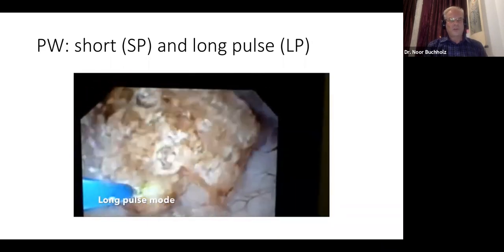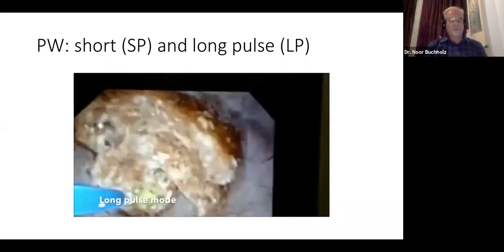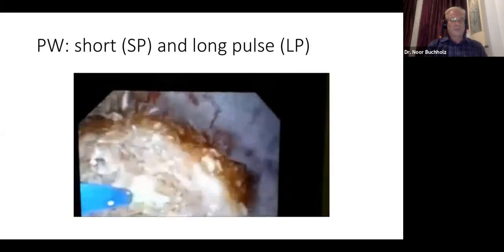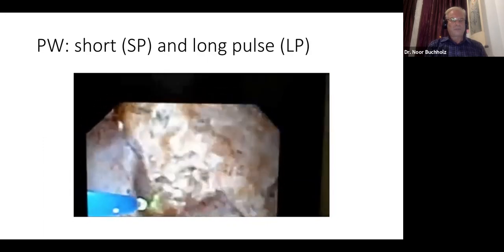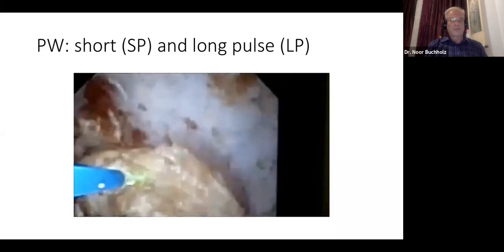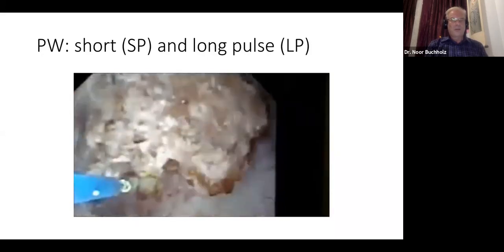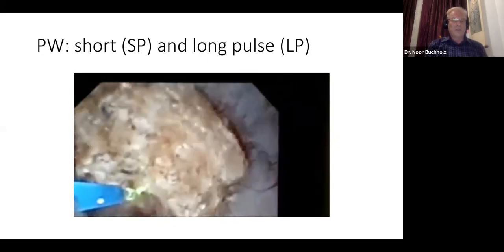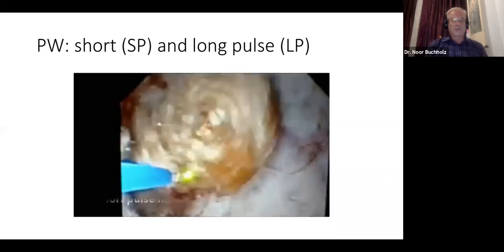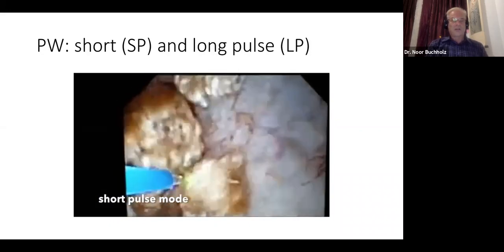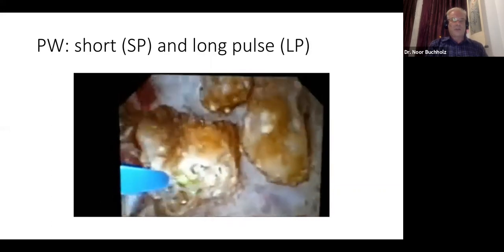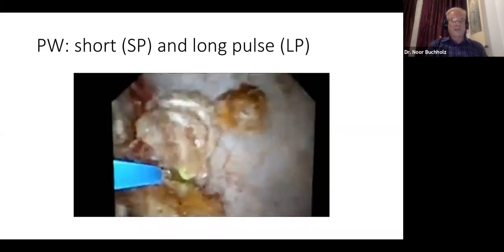This is the same stone, long pulse mode, with a 200 micrometer laser fiber. You see that the stone stays more or less in place in a wide renal pelvis, which sometimes is a problem because it starts moving around. And now we have switched to a short pulse, and you see clearly it breaks into big fragments, but the stone fragments start dancing around. That is the propulsion.